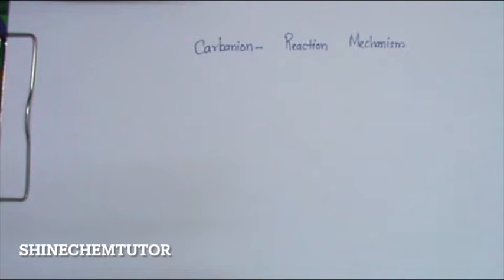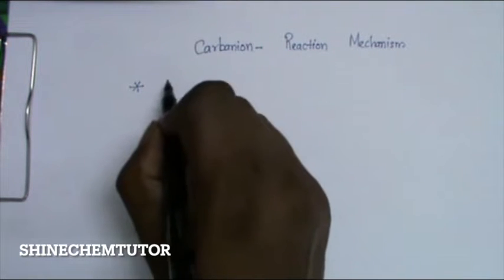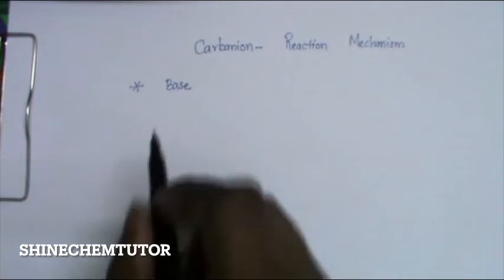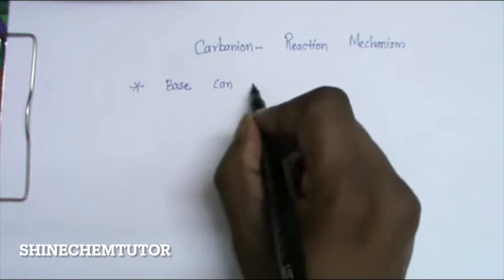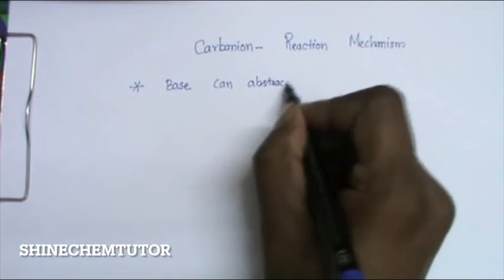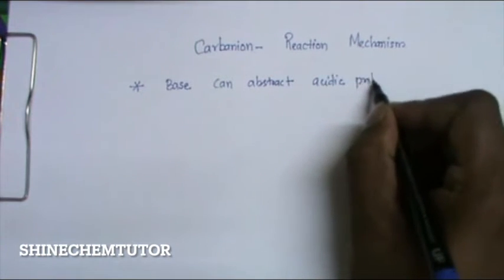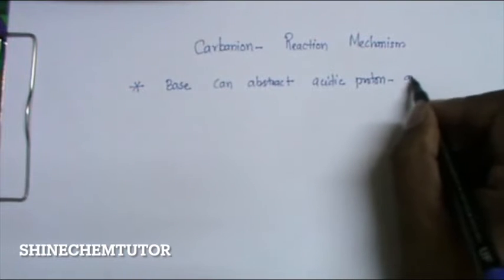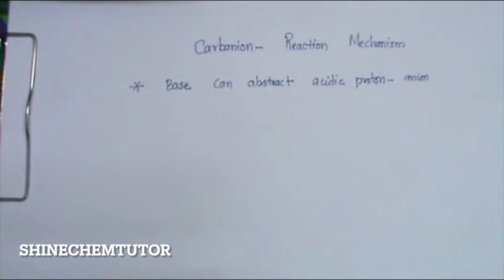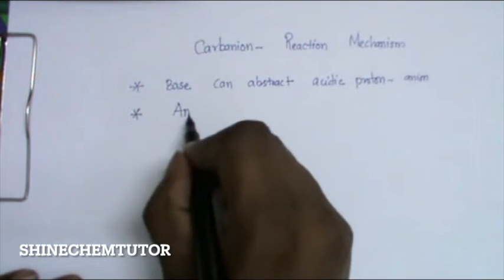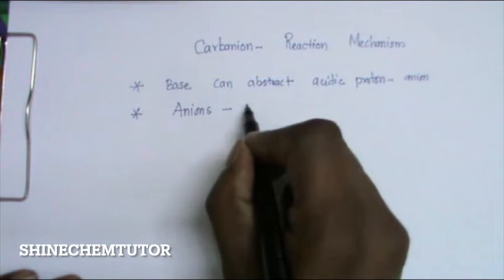This video is about generation of carbanion and its reaction. In this topic, you should know two basic points. They are: base can abstract acidic proton to give anionic species. The second point is anions are nucleophile.